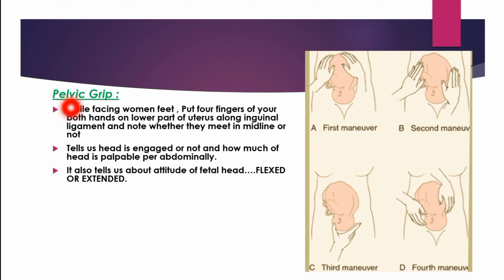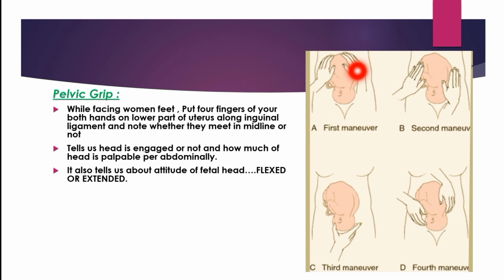So the fourth Leopold maneuver is the pelvic grip, and it is done while facing the woman's feet. So put four fingers of both your hands on the lower part of the uterus abdominally along the inguinal ligament, and note whether your fingers meet in the midline or not. And the pelvic grip tells us about whether the fetal head is engaged or not, and how much of the fetal head is palpable abdominally. Similarly, the pelvic grip also tells us about the attitude of the fetal head, whether the fetal head is flexed or extended.